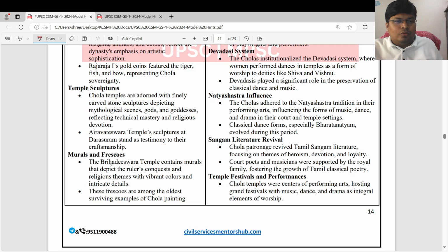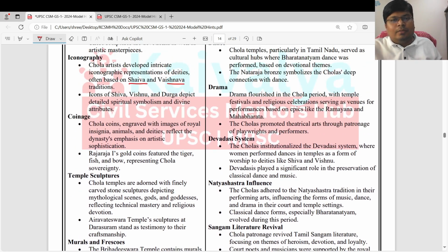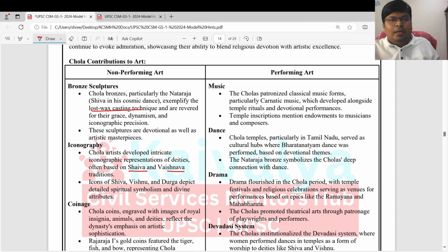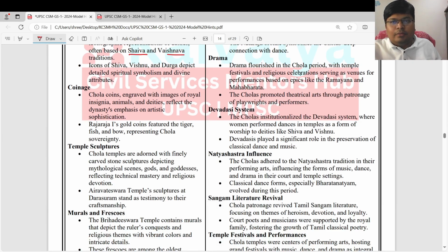Murals and frescoes: in the Brihadeshwara temple, we are getting some evidences of paintings. Music: obviously you can interlink it with Carnatic music. Dance: Bharatanatyam, no issue. Drama: based on the Ramayana and Mahabharata, dramas were performed, and the temple sculpture also shows different types of such themes. So you can interlink it with drama.